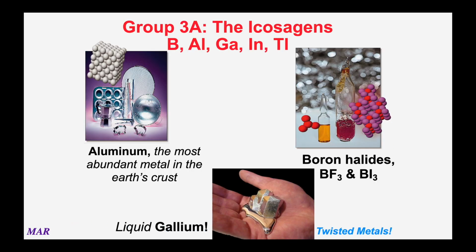Group 3A, icosagens, or what I'm going to call twisted metals for reasons I'll explain later, are kind of fun. Aluminum is a very abundant metal, used for a lot of things from drinking cans to aircraft and all kinds of stuff. Boron from borax and things has a lot of uses. Gallium's kind of fun. Gallium is a metal at room temperature and pressure. However, it has a very low melting point. So if you place gallium in your hand, it actually melts. It turns into a liquid right away. And there's jokes about liquid spoons you can look up online. Very cool. I'll talk more about the twisted metal parts in future lectures.